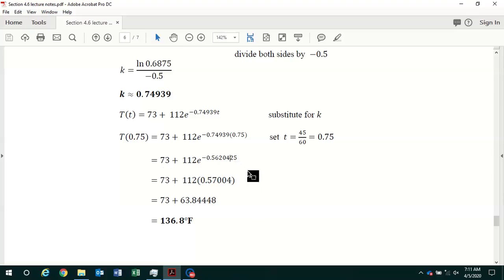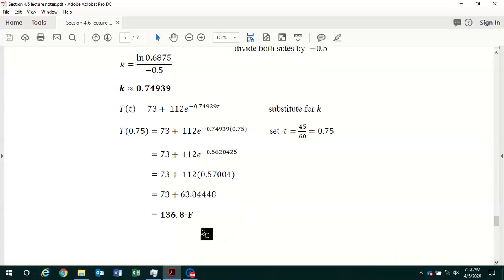Now you have to follow order of operations. Using your calculator, e to the minus 0.5620425 power is equal to this number in parentheses. You multiply it by 112 and you get 63.8. You add it to 73 and you get 136.8 degrees Fahrenheit. So the temperature of the turkey 45 minutes after it's removed from the oven is 136.8 degrees Fahrenheit. It came out of the oven at 185 degrees, and 45 minutes later it's 136.8 degrees.